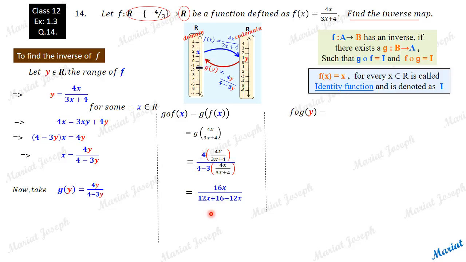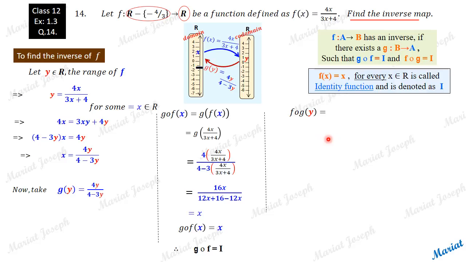Here we need to take an LCM. The step will go this way. LCM: 12x plus 16 minus 12x, equal to the numerator 16x. The denominators, both are 3x plus 4, 3x plus 4. So it is 16x upon 16, 12x and minus 12x is 0. It's equal to x. What has happened? GOF of x is equal to x itself, which means GOF is an identity function.